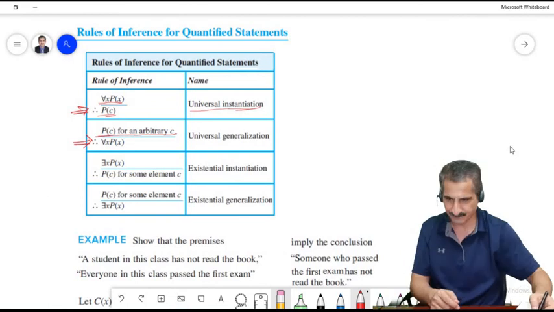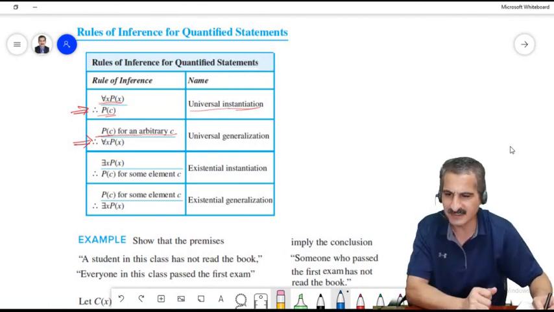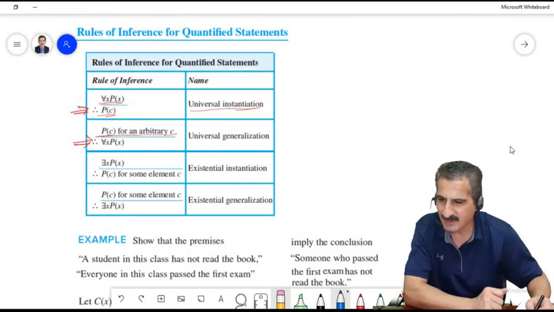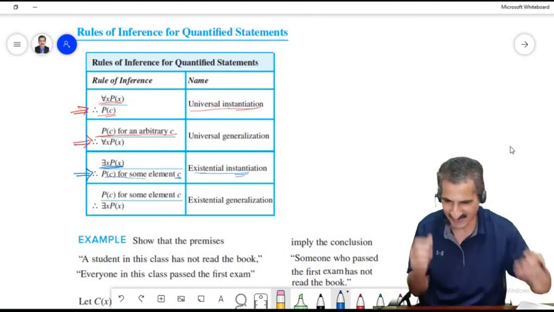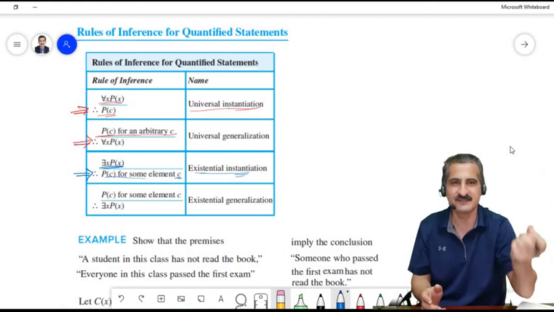Okay? Now, about the existential quantifier. If we say there is some X such that P of X is happening, that means P of C is true for some C, and we know that. It means, and now we call it existential instantiation. Okay. If P of X is happening at some C, then there is C where P of X is true.